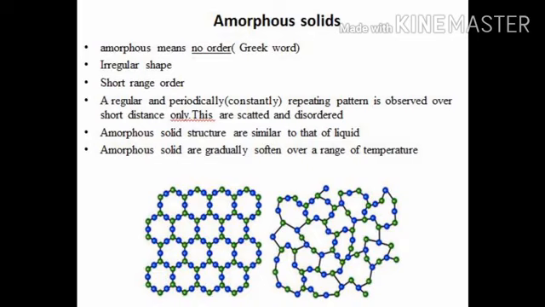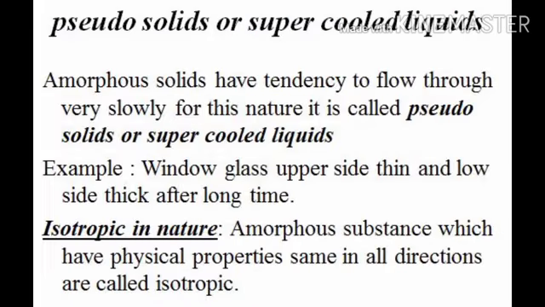Amorphous solids gradually soften over a range of temperature. When the temperature is increasing, they start flowing. These are the characteristics of amorphous solids. Pseudo solid or supercooled liquid: amorphous solids have the tendency to flow very slowly. For this nature, they are called pseudo solids or supercooled liquids.